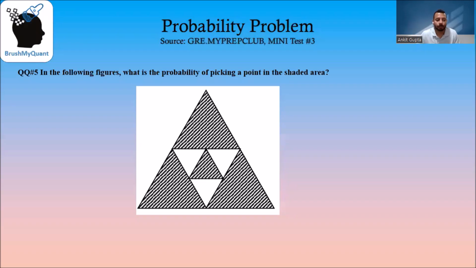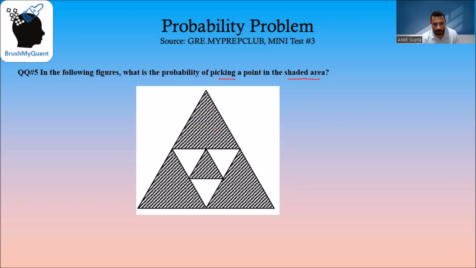So let's get started with today's topic of a problem on probability. We have taken this problem from GRE.MyPrepClub, and this is from their mini test 3. So let's try and solve the problem together. In the following figures, what is the probability of picking a point in the shaded area?